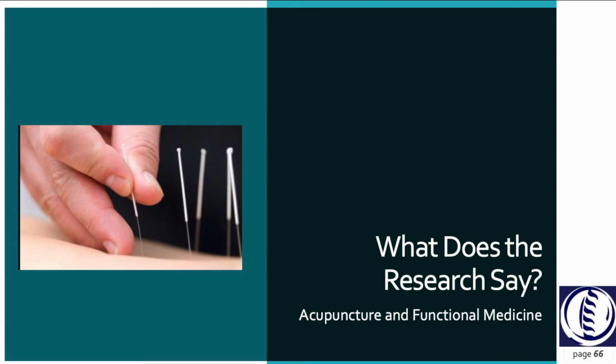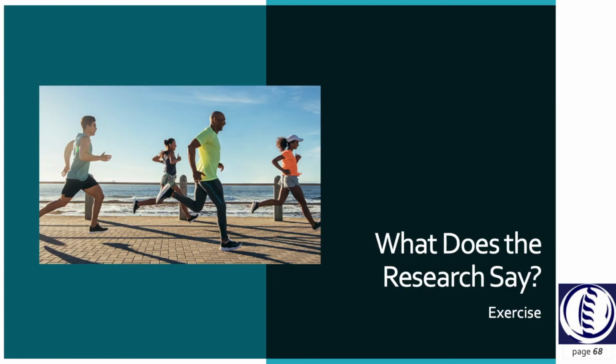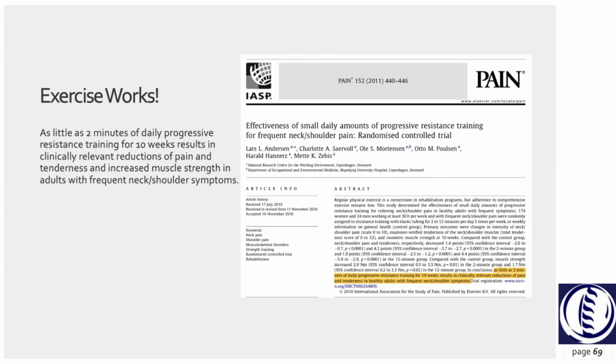So what does the research say about acupuncture? Neuroimaging studies of acupuncture have noted stimulation-associated responses in several limbic structures, including the amygdala, cingulate cortex, and hypothalamus. This afferent somatosensory stimulation has shown positive effect in modulating centrally mediated chronic pain states. So what does the research show about exercise? As little as 2 minutes of daily progressive resistance training for 10 weeks results in clinically relevant reductions of pain and tenderness and increased muscle strength in adults with frequent neck and shoulder symptoms.